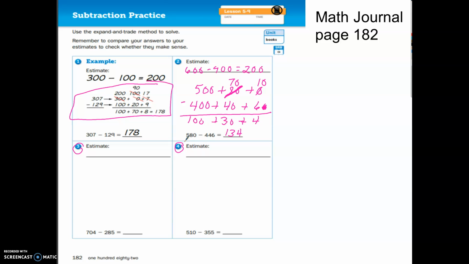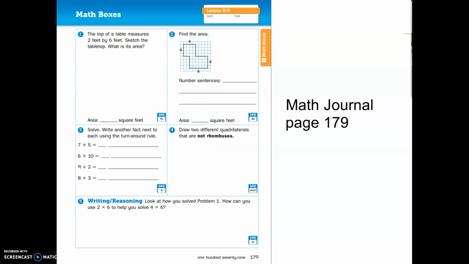So I want you to do numbers 3 and 4. Use the examples in number 1 and number 2 to help you with that. And then work on your math boxes. And good luck.